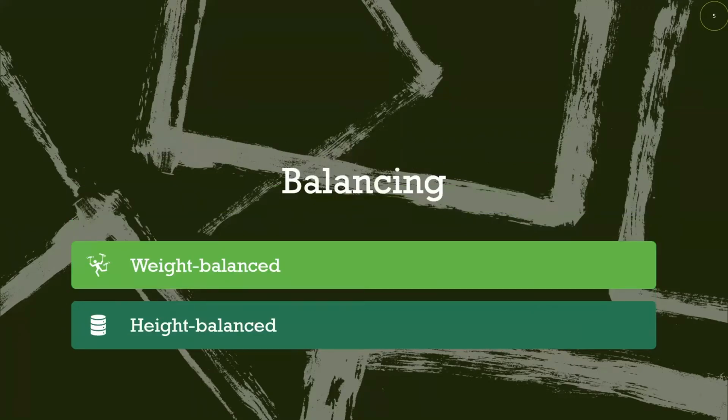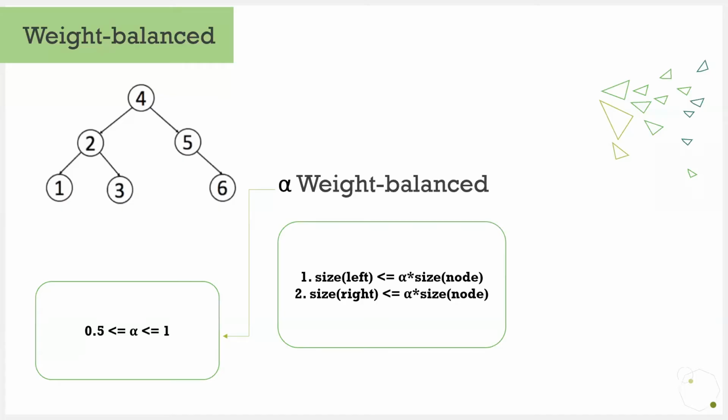Now let's talk about the balancing. There are two kinds of balancing in scapegoat trees. The first one is weight balanced. A typical binary search tree is weight balanced when half of the nodes are on the left subtree and the other half are on the right subtree. Scapegoat tree uses alpha weight balance criteria, which is as follows. The size of the left and right subtree should be less than or equal to alpha times the size of the node. Alpha can take values from 0.5 to 1. High alpha values result in fewer rebalances, making insertion quicker, but searching and deletion slower.